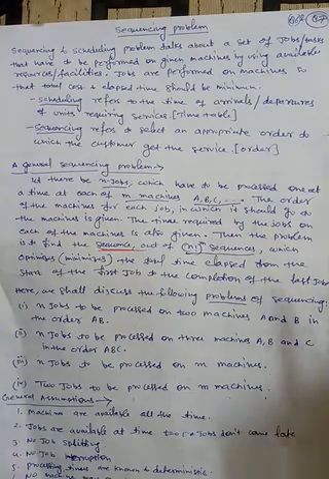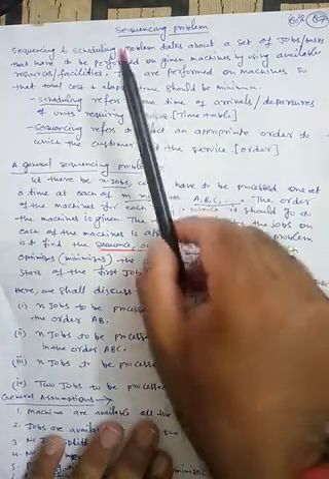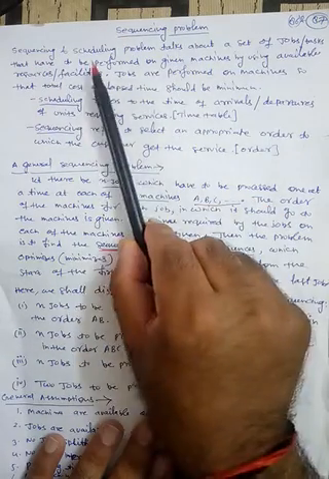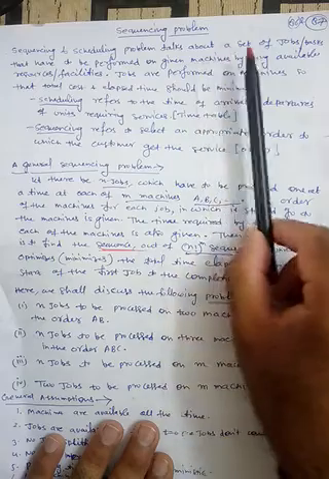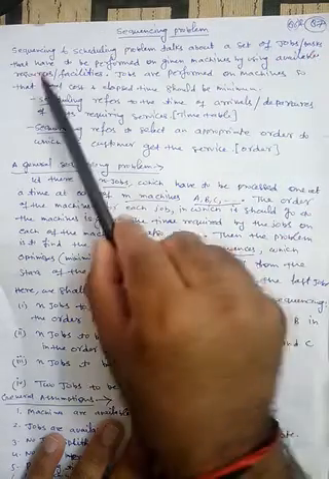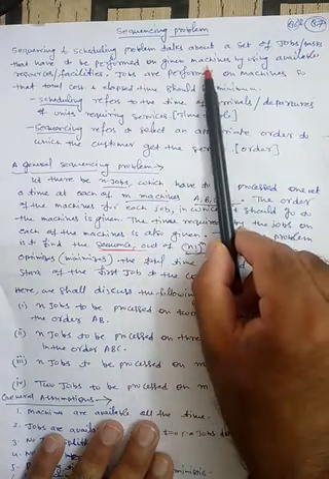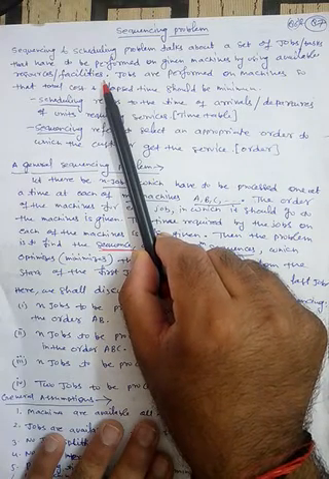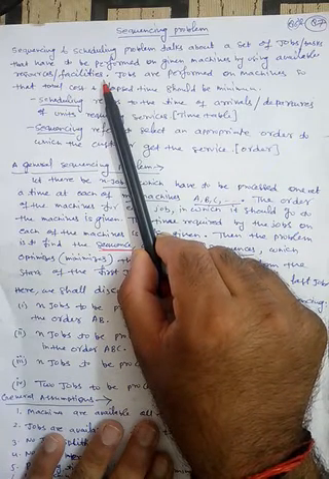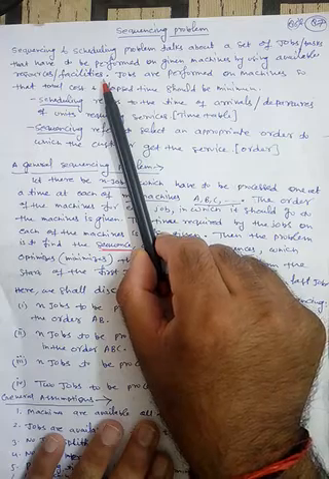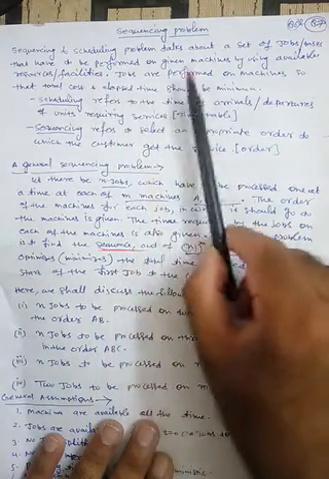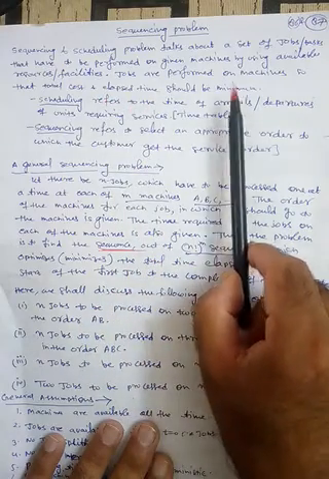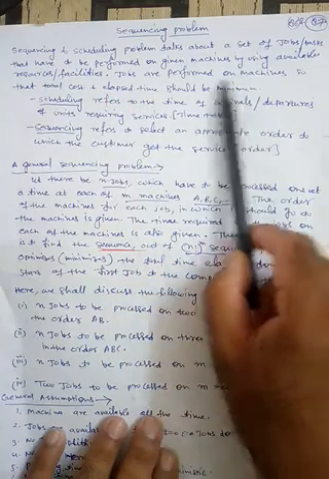Dear students, in this video I am going to start the sequencing problem. Sequencing and scheduling problem talks about a set of jobs, tasks that have to be performed on given machines by using available resources and facilities. So here certain jobs are assigned to perform on a certain number of machines, so that total cost and elapsed time should be minimum. So here our target is to find out the minimum elapsed time.